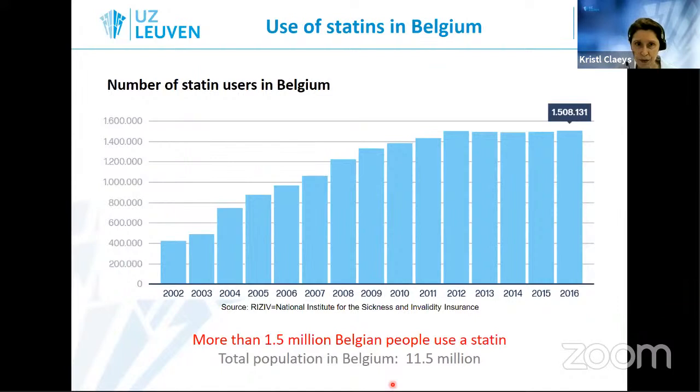Important is to put the use of statins a little bit in context, in the sense of the number of statin users and also the costs of statins. This is an example in Belgium because, of course, I work in Belgium. These are numbers from the National Institute for the Sickness and Invalidity Insurance in Belgium. You can see that over the years, the number of statin users has increased largely, up to 1.5 million users in 2016 on a total population of 11.5 million, which is really a huge percentage.